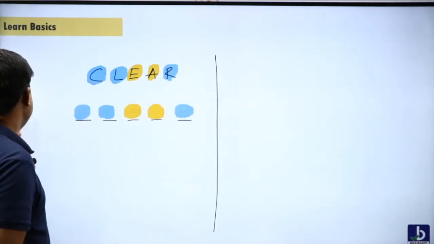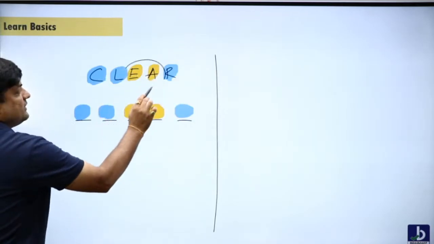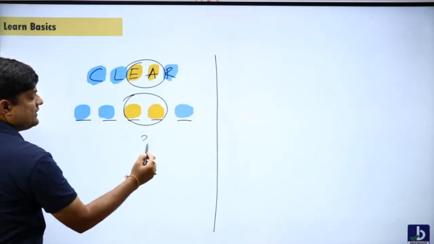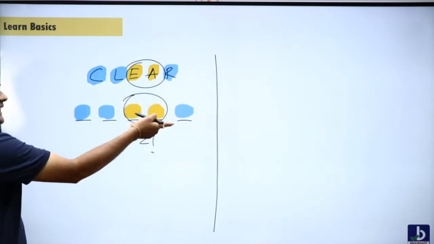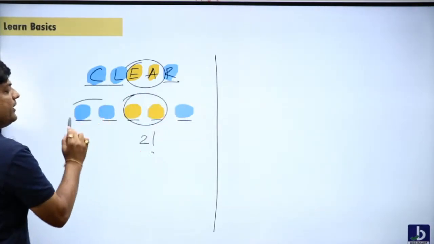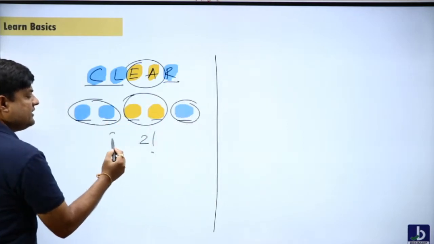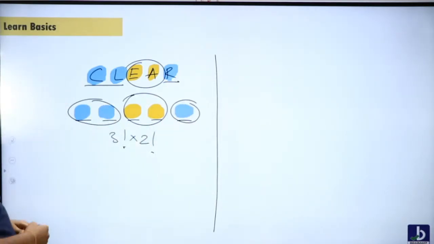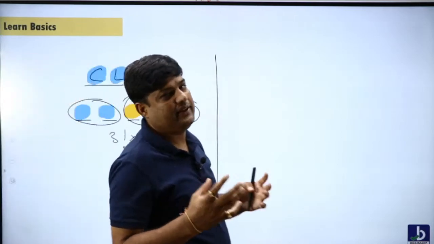Let's start. How many vowels are here? 2 vowels. How many positions? 2. So what do you call it? 2 factorial. A-E or E-A, I don't mind anyway. Okay, now, how many consonants are here? 3. How many consonant places are there? 3. So what do you call it? 3 factorial. That's it. Following everybody logically.